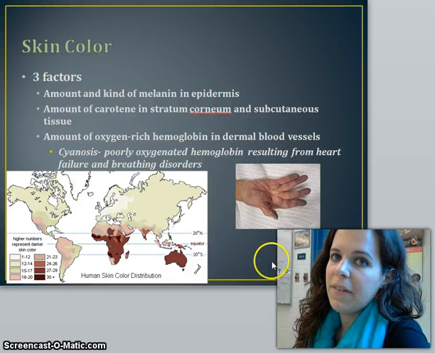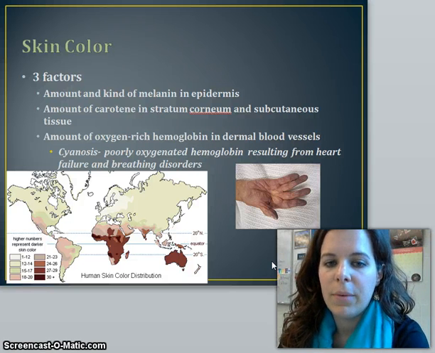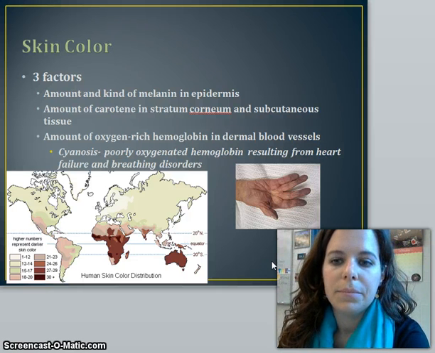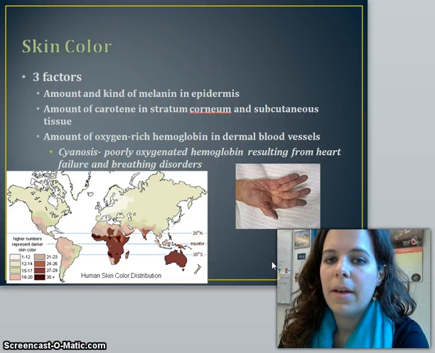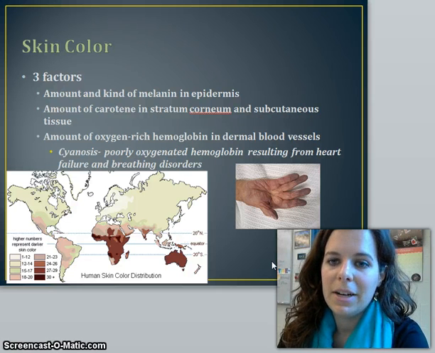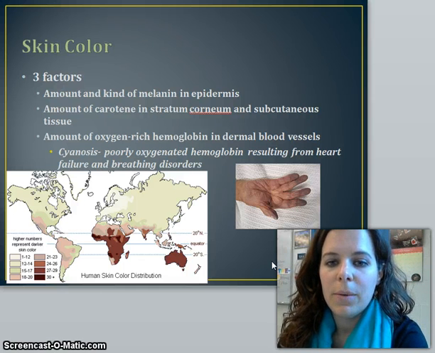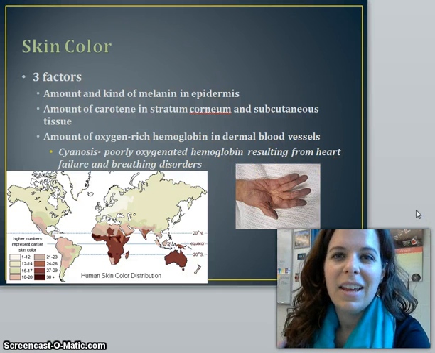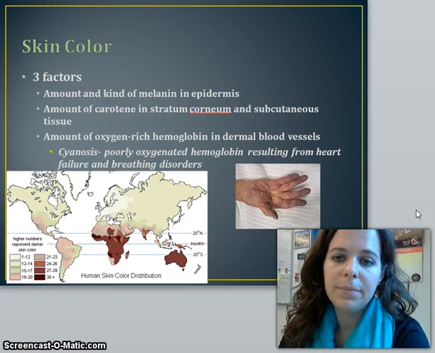Skin color. There's 3 factors that affect skin color. 1, the amount and kind of melanin in the epidermis, and that would affect whether you're black or white, or what color your skin is naturally. You can also become a little bit orange if you eat a lot of beta carotene. So the amount of carotene in your stratum corneum and subcutaneous tissue can make your skin look a little orange. And 3, the amount of oxygen-rich hemoglobin, so when you get hot and you get red, that's because of the hemoglobin, the blood that's rushing close to your skin.